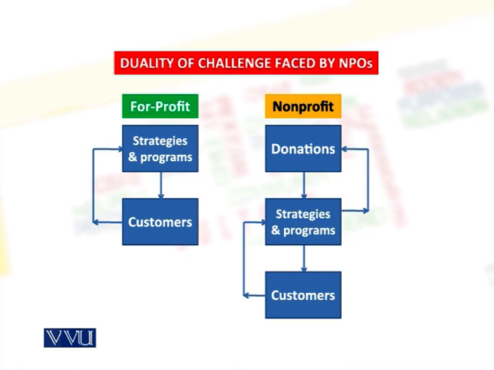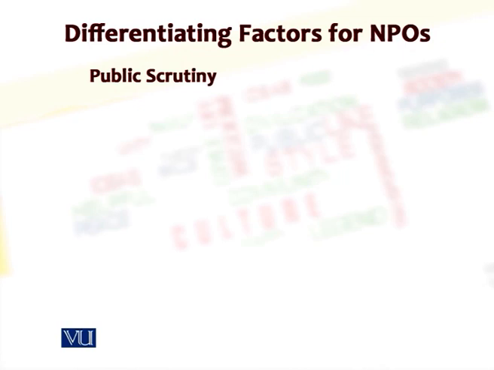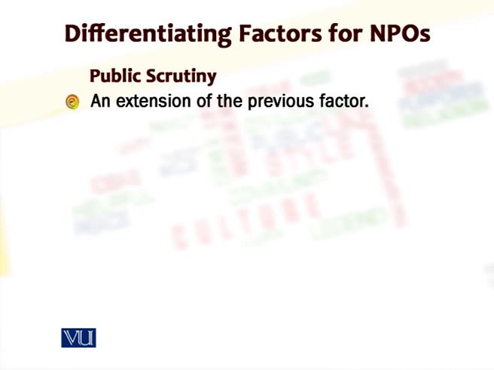So as you can see, this is a little more convoluted and has one additional layer in comparison with the for-profit area. And this is what makes the job of marketing managers a little more challenging. Because of this challenge, the NPOs are different from the commercial organizations. The second factor which causes the differentiation between NPOs and commercial organizations is the factor of public scrutiny. The fact is that this factor is an extension of the one I just talked about.